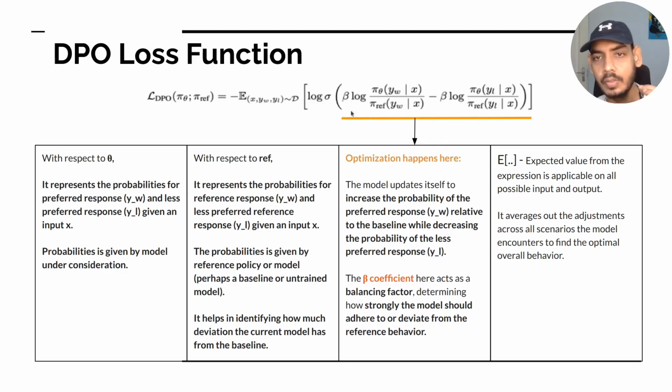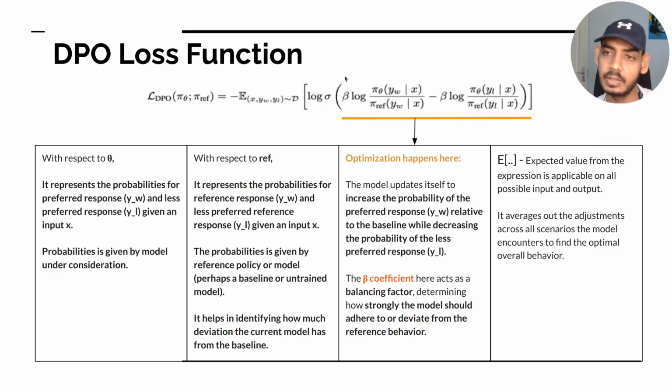And the whole part, the beta log and minus beta log, represents the optimization. This is where you calculate the difference between the preferred response and the less preferred response, and how much it is deviating. Beta is the coefficient here, the balancing factor that will determine how strongly the model should deviate from or adhere to the reference strategy or behavior.